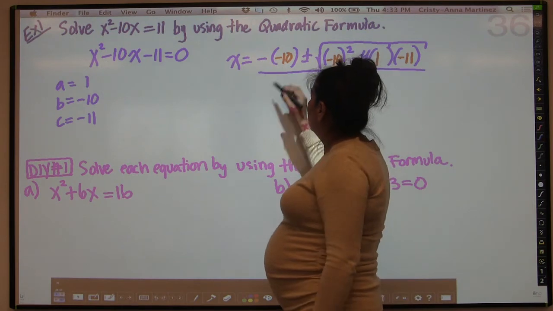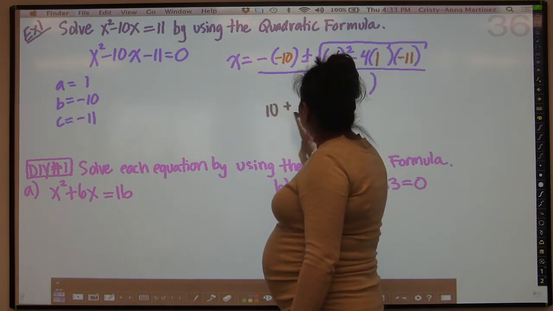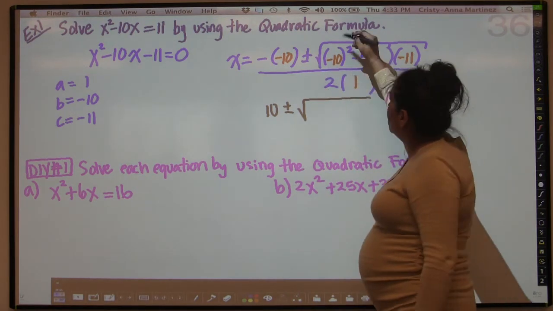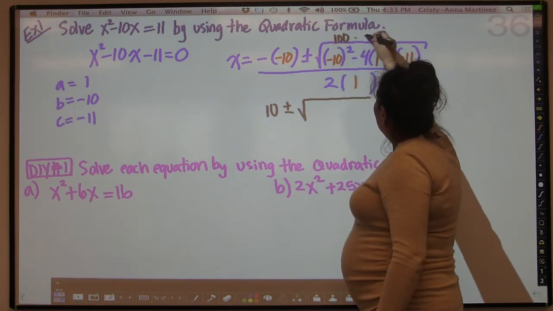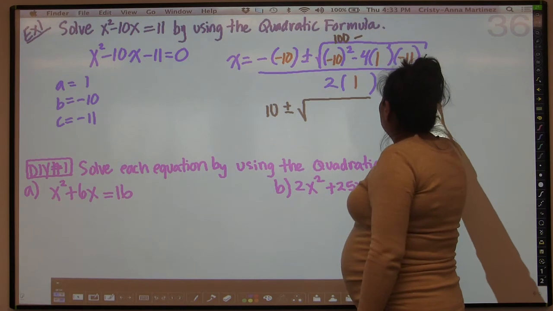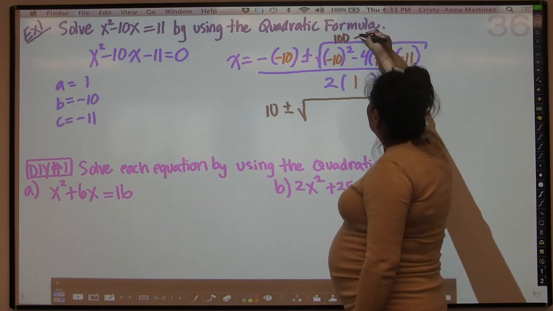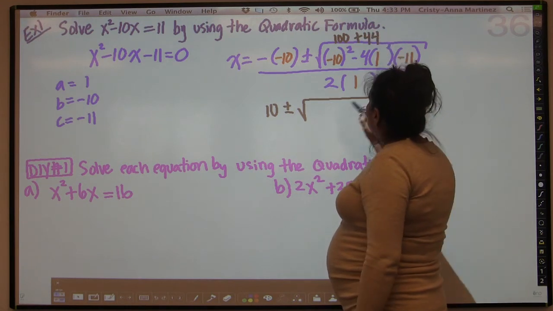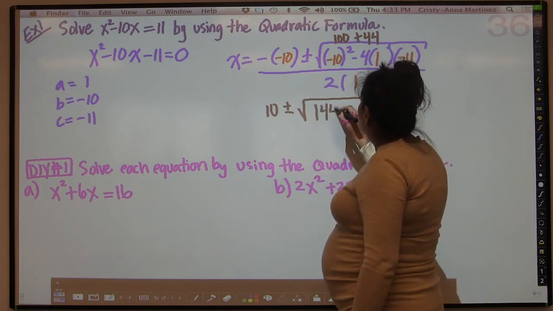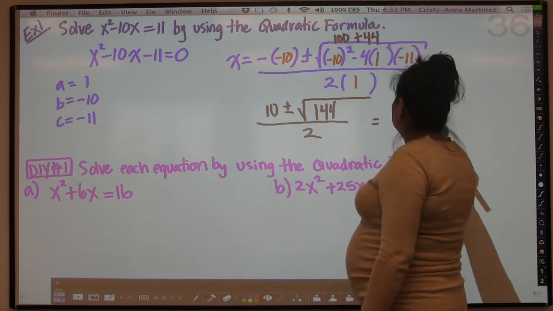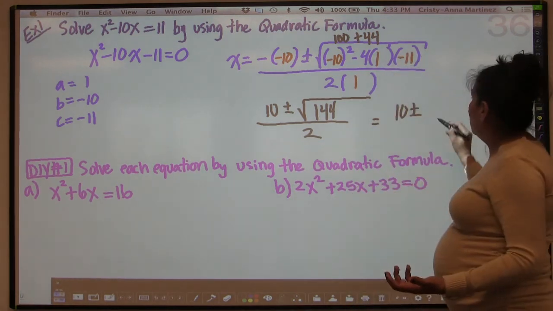So negative negative makes it a positive 10. Remember that when you square a negative number, it becomes positive. This is 100 minus, and then 4 times 1 times negative 11 is negative 44. So minus negative 44 is plus 44. So you get 144 divided by 2, which now becomes 10 plus or minus the square root of 144 is 12 divided by 2.